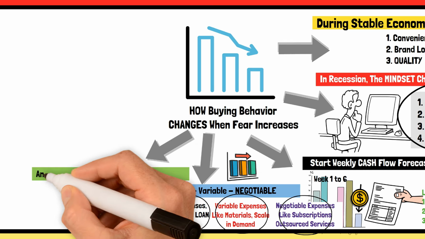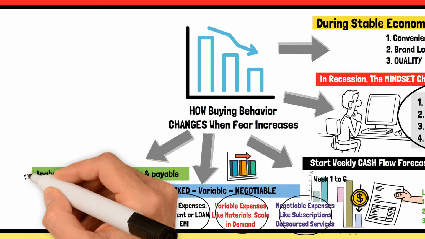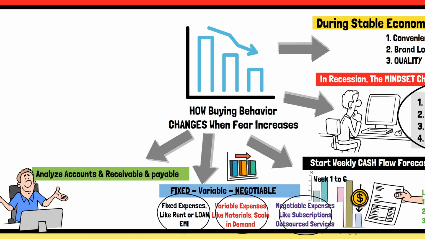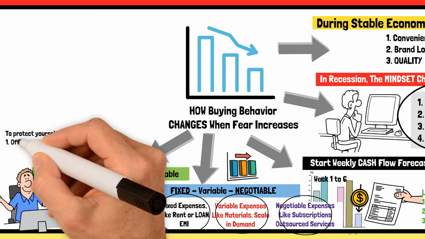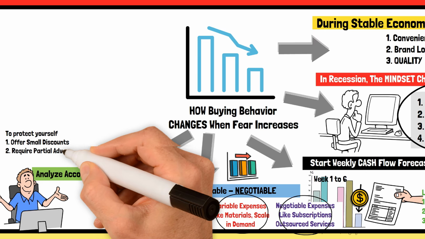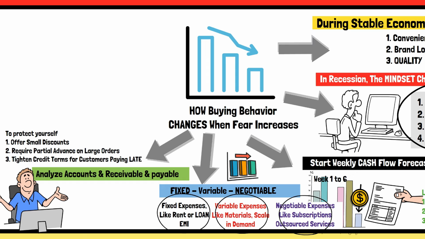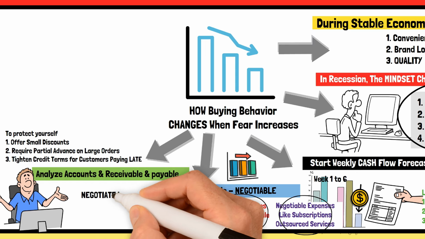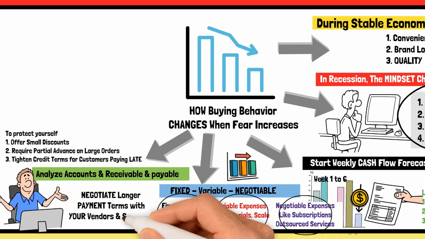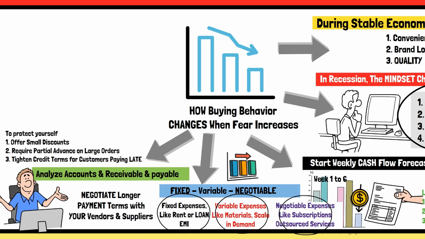Next, analyze your accounts receivable and payable. In a recession, receivables become risky because customers delay payment. To protect yourself, offer small discounts for early payments, require partial advance on large orders, or tighten credit terms for customers who consistently pay late. On the accounts payable side, negotiate longer payment terms with your vendors and suppliers. Many suppliers are also scared during recessions and prefer long-term business stability. Use that to create win-win agreements.